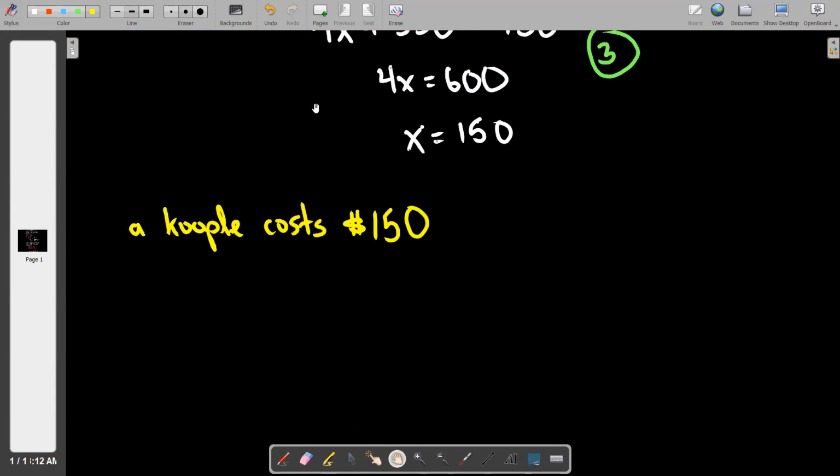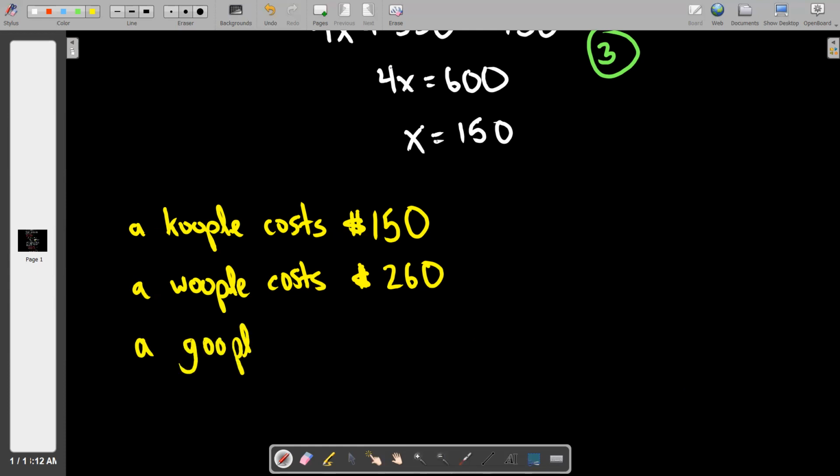How much does a Whoople cost? And we know that not because we're wizards, but because it's 110 more than the Couple. And then how much finally will the Goople cost? Yes, and we know that again, not through some power of sorcery, but because it's explicitly told to us that it costs twice as much as its predecessor, the Whoople. And so 2 times 260 is 520.